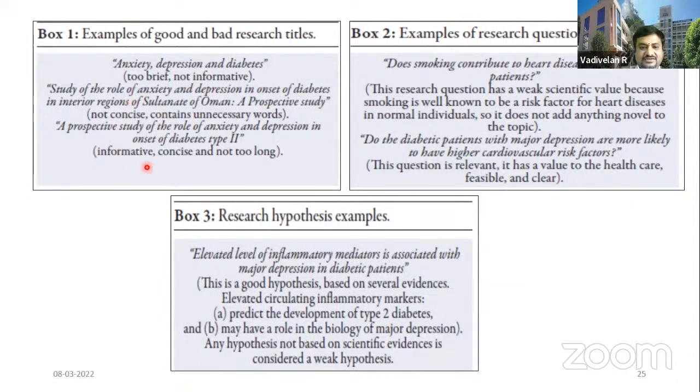And you see informative, concise, not too long. For example, a title: a prospective study of the role of anxiety and depression in onset of type 2 diabetes. So this is one of the titles which is giving information, concise, not too long. Like that, many research questions also can be asked for a good question.